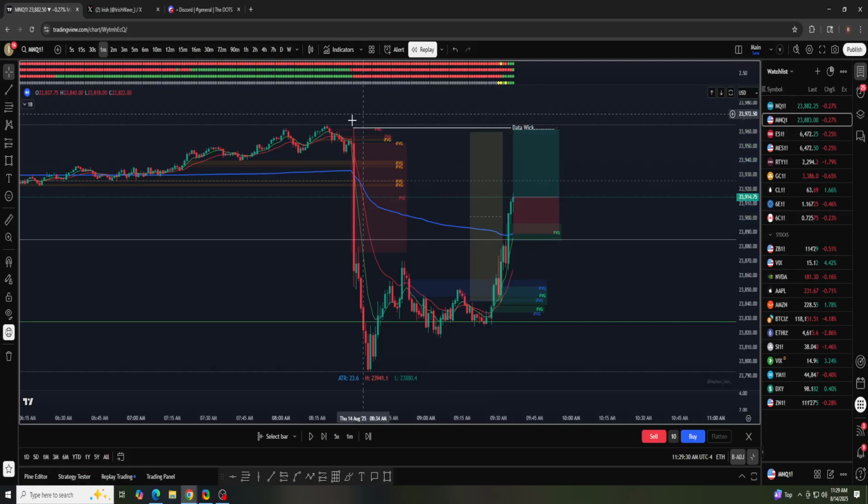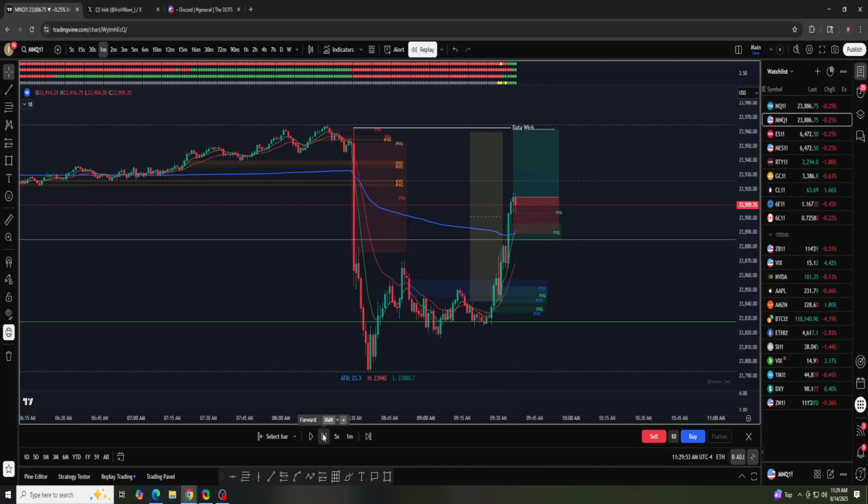Again, dots setups to liquidity. I'm looking for a move in this direction. I don't necessarily need the data wick high to trade. It ends up trading today. I actually took a second setup to that, but I'll talk about that later. So I want the balance of this move. I want a piece of this move.